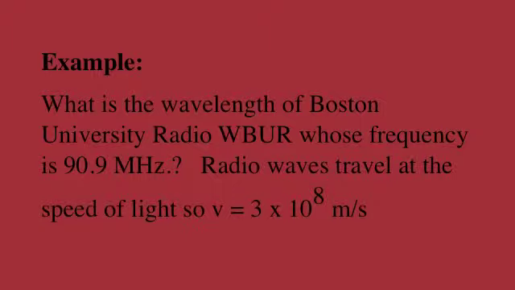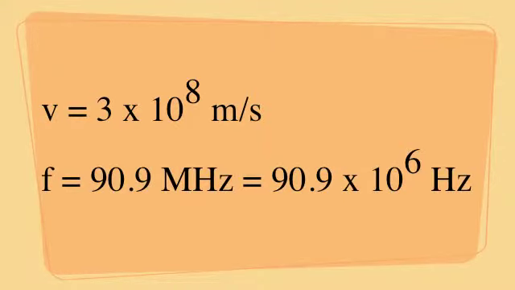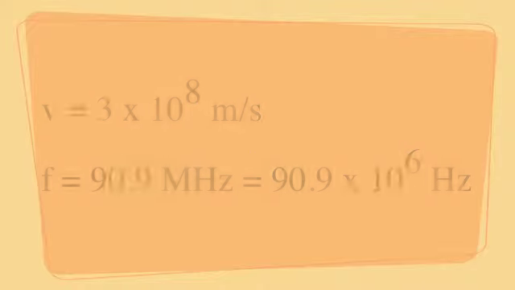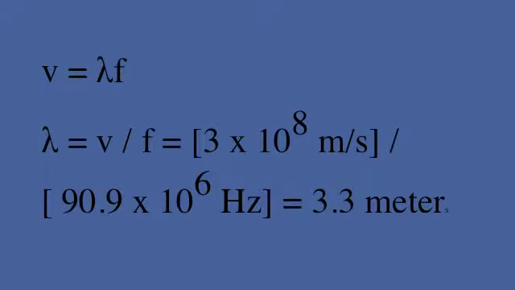A nice example would be looking at Boston University Radio WBUR, whose frequency is 90.9 megahertz. Radio waves travel at the speed of light, so velocity is 3 times 10 to the 8th meters per second. So if we express our givens: the velocity is 3 times 10 to the 8th meters per second, the frequency is 90.9 megahertz, or 90.9 times 10 to the 6th hertz. The equation we use is the wave equation, or velocity is wavelength times frequency. We do some algebra. The wavelength is now velocity divided by frequency, or 3 times 10 to the 8th meters per second, divided by 90.9 times 10 to the 6th hertz, gives us a wavelength for WBUR of 3.3 meters.